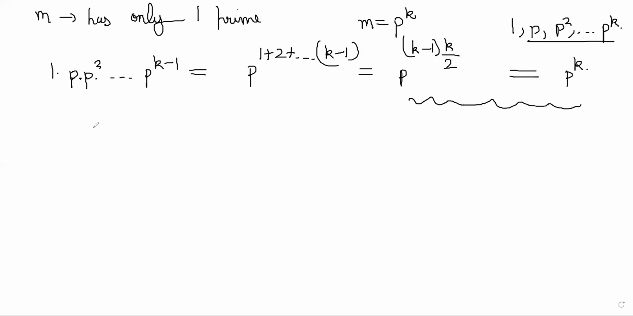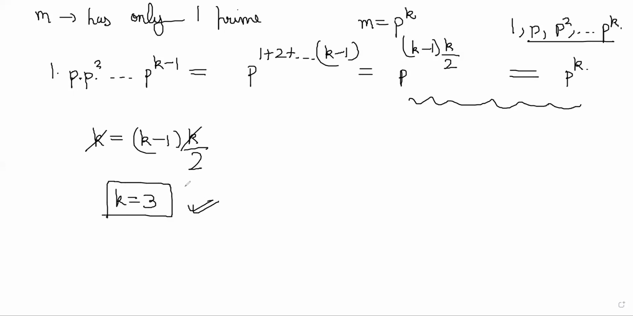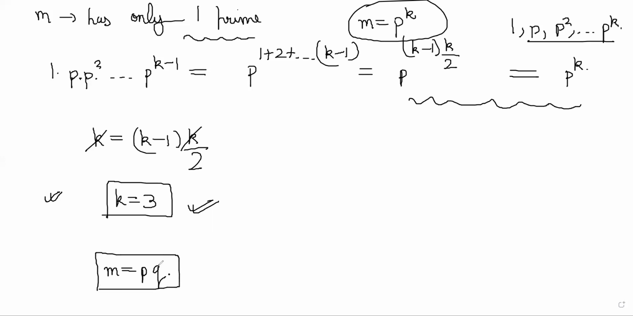Correct? So you should have K equal to (K minus 1) times K by 2. So you have K equal to 3. Nothing else will fit. 0 will fit, but 0 will make it 1, and it is not defined for 0. So if M has only one prime, then let's assume that and prove that it has to be 3. And if M has 2 or more prime factors, we just prove that M must be equal to PQ. Okay, so that is 15.6.